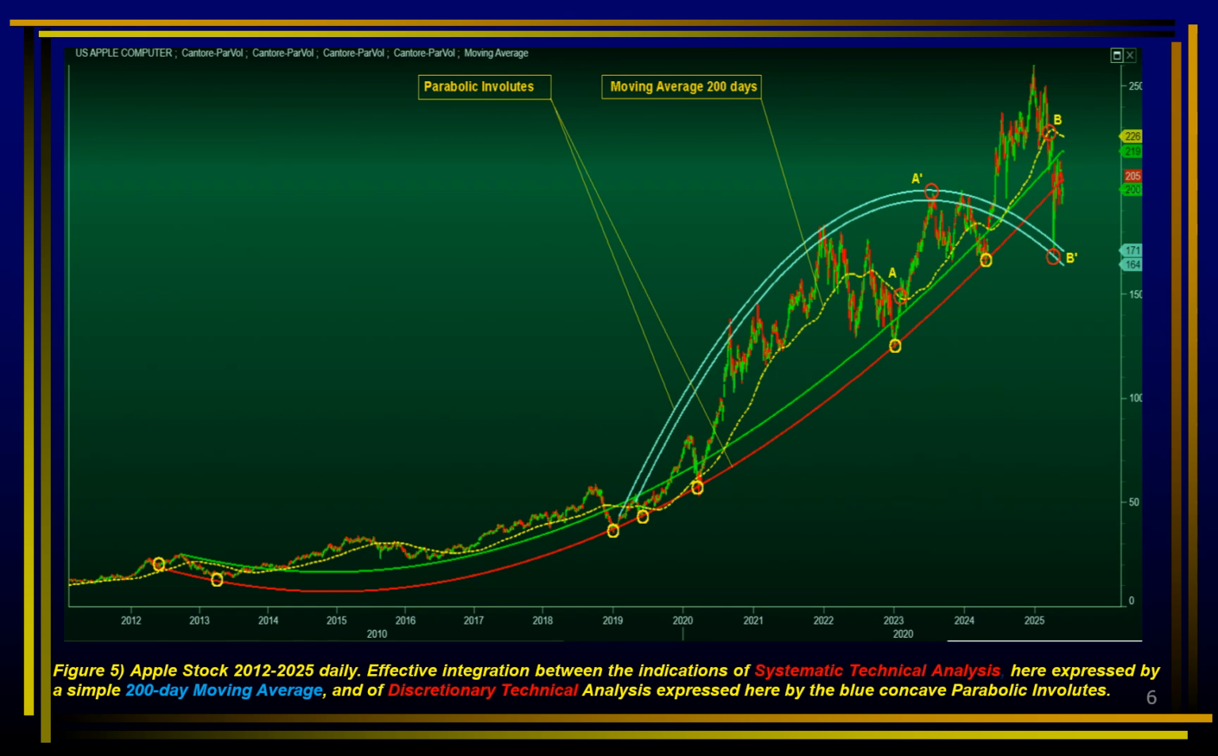The corrective movement in question was exhausted when the support exerted by the pair of the two blue convex parabolic involutes was found. Apple's behavior allows us to highlight how the nonlinear graphical analysis methods are to be interpreted as graphical analysis methods that integrate synergistically with the algorithmic methods such as, by way of example, the common moving averages that are the basis of algorithmic technical analysis.